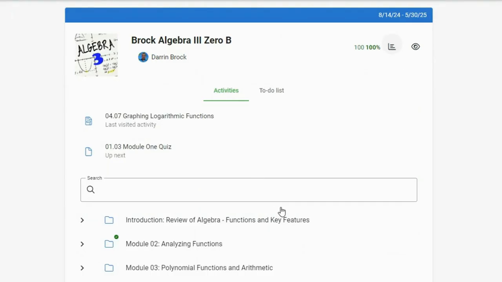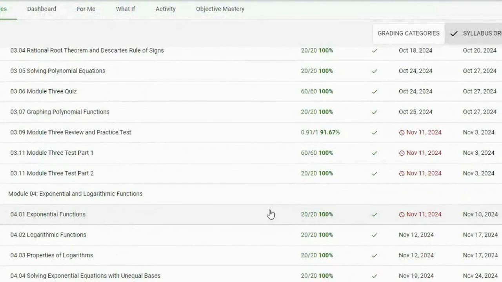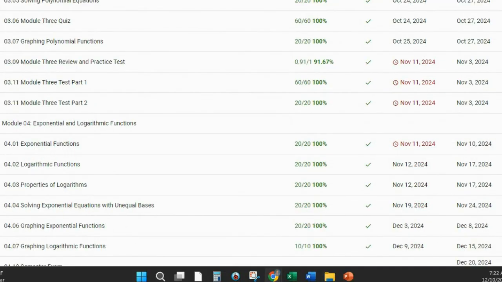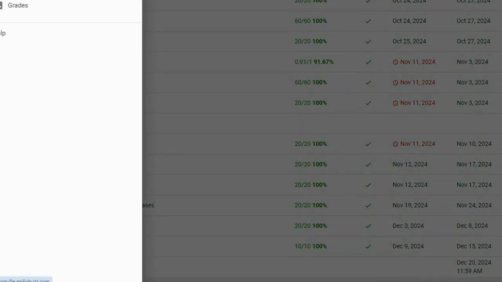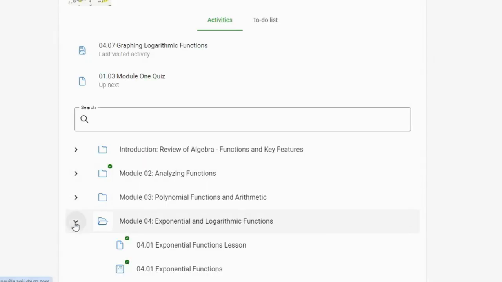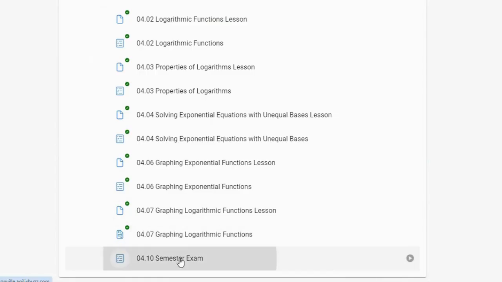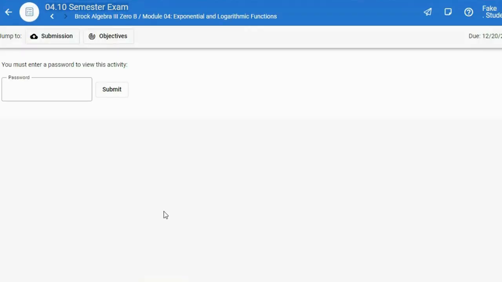Okay, let's go to our grade screen and scroll way down to the bottom. Oh, I've already done the assignment for this week for 0B. Look at that. I already got mine turned in. Graphing logarithmic functions is this week, 4.07, and then the semester exam is next week. So we have one lesson that's due this Sunday, graphing log functions, 4.07, and the semester exam. If we go here and look, module 4, here's our lesson. If you go to the semester exam, it's there. You just can't get to it yet because it's not time.